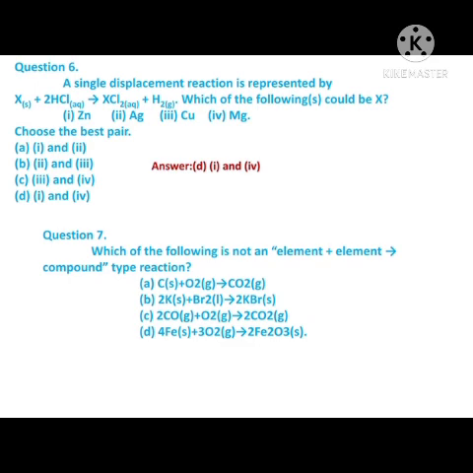This is a compound plus element gives compound type reaction. So, the answer is C. Next question.